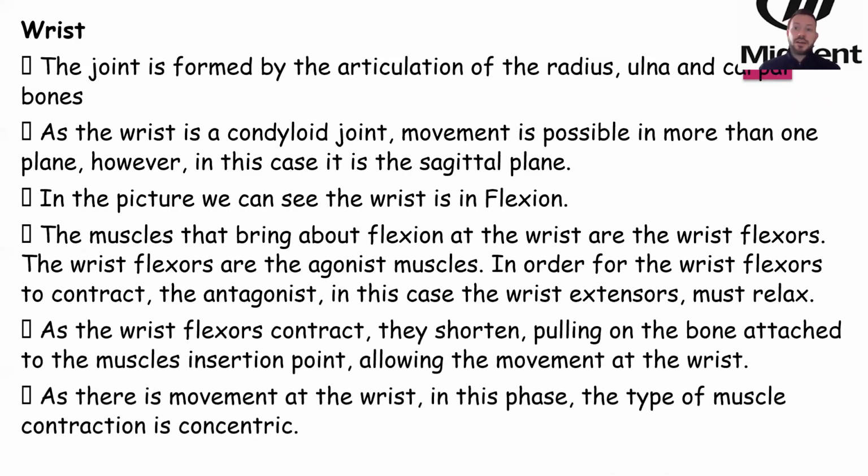Same with wrist, underline. The bones that meet at the wrist are the radius and ulna and carpals. Wrist is a condyloid joint. Movement occurring in the sagittal plane. Type of movement we can see in this case is flexion. The flexion can occur because, and then you start kind of showing off and saying how you know that it's flexion. So in this case, if it's wrist flexion, the wrist extensors must be relaxing. These are the antagonist muscles. Show off a little bit.